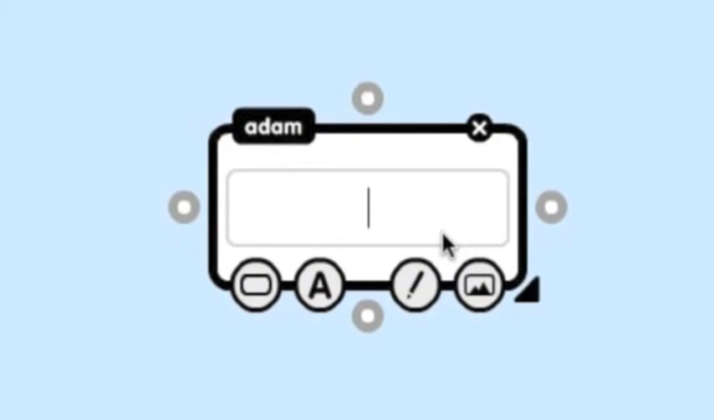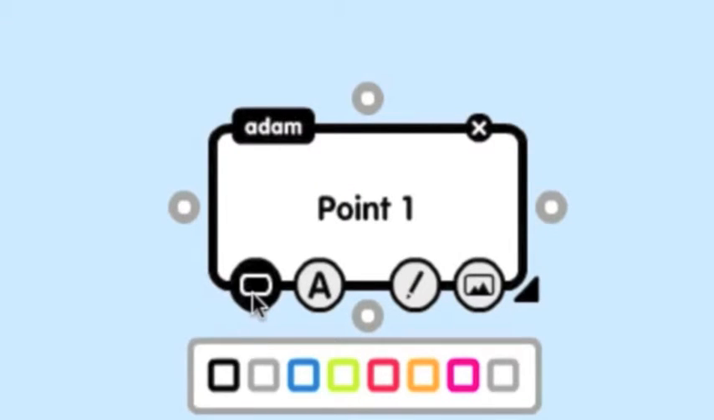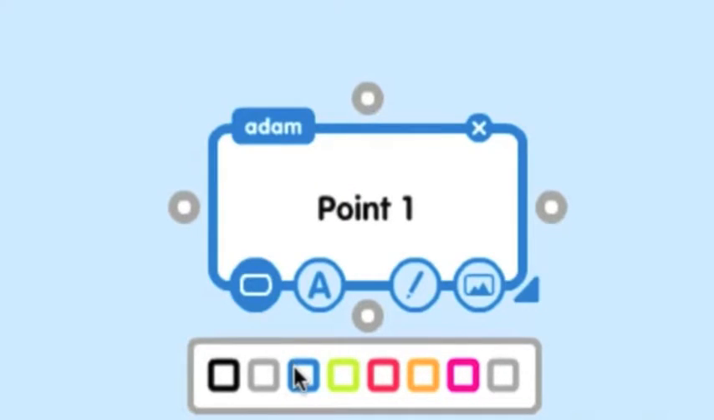This is what they call a popple. So this is going to be my point number 1. And the popple, I can actually do a couple of things. So very simply, I'm going to come over here and change the border of the popple. I can make it blue or any other color I see over here.